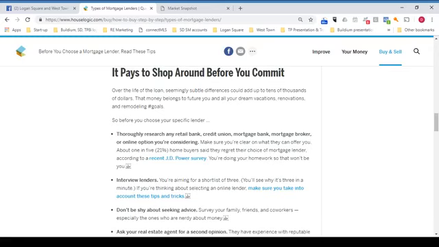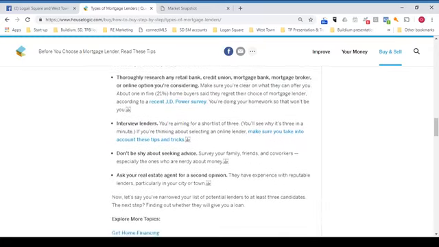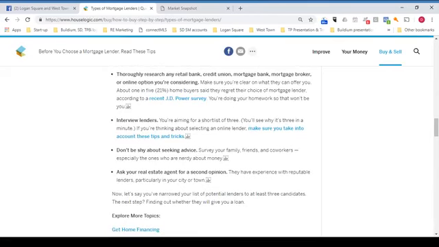So, before you choose your specific lender, thoroughly research any retail bank, credit union, mortgage bank, mortgage broker, or online options you're considering. Make sure you're clear on what they can offer you. About 1 in 5, that's 21% of homebuyers, said they regret their choice of mortgage lender, according to a recent J.D. Power survey. You're going to do your homework, so that won't be you.